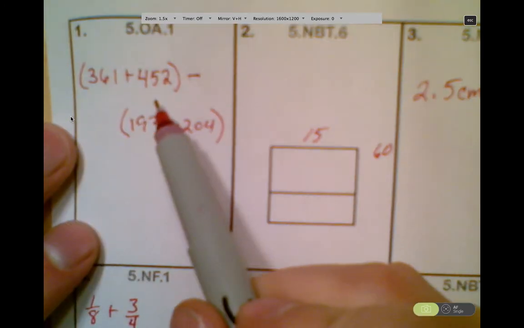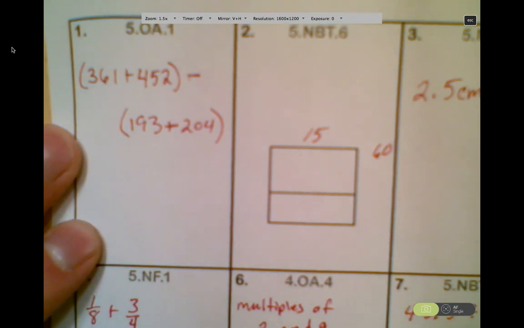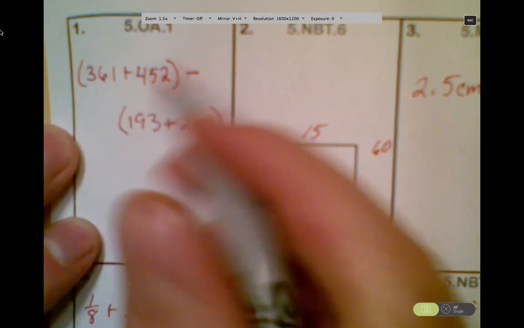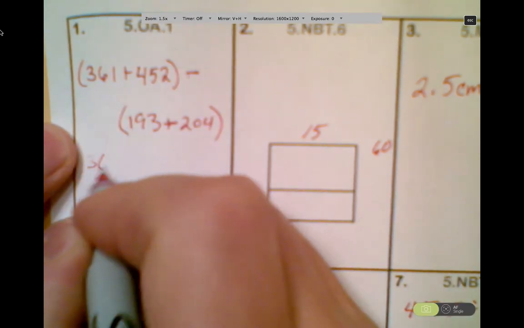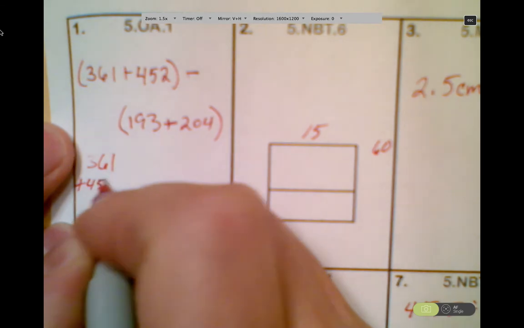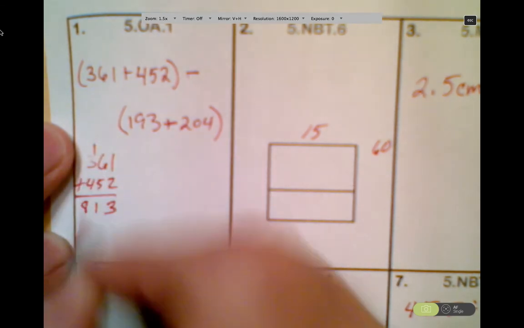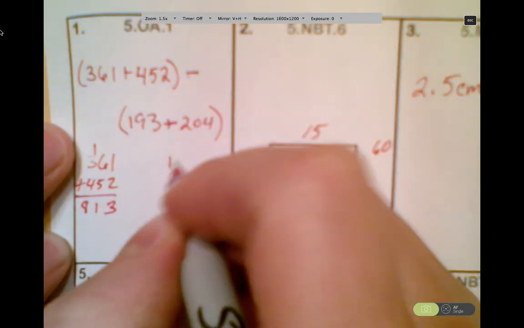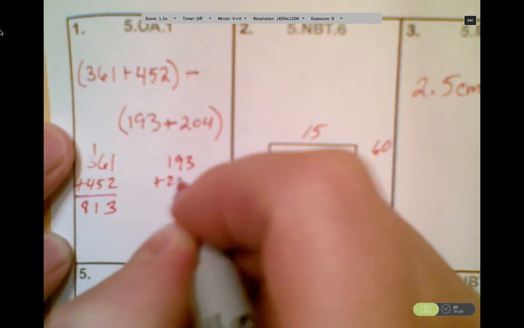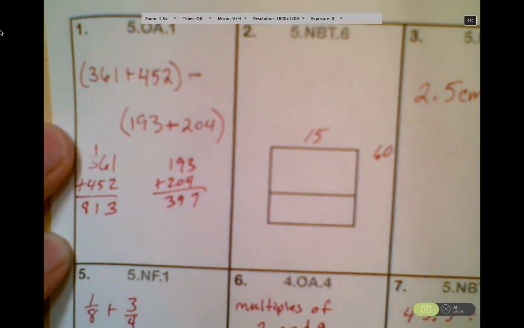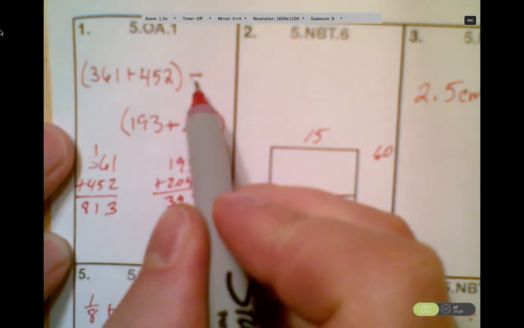We start off with a little problem here, a little addition, subtraction going on. Follow order of operations, so we're going to go ahead and do the parentheses first. So I'm going to add 361 plus 452. And let's see, I get 813. Come over here, I'm going to add 193, 204. That's 397. And the middle part here says I'm going to subtract those two answers.